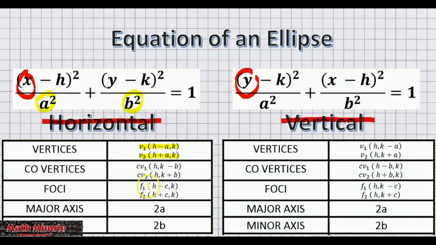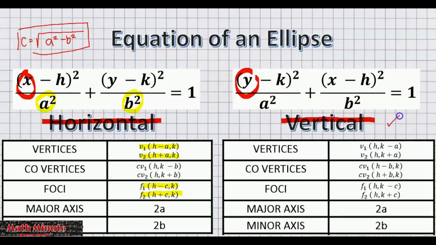On your foci, you have here the value of c, but we don't know what the value of c is. It's not shown in your equation, so what you're going to do is solve for it. The formula for the value of c will be equal to the square root of a squared minus b squared. Do not confuse this with the Pythagorean theorem. So we will use this formula in finding the value of c. That will be the square root of a squared minus b squared.